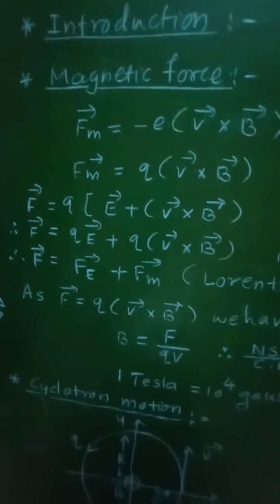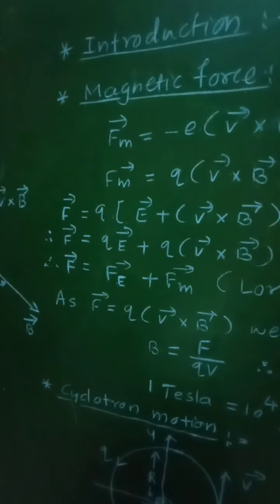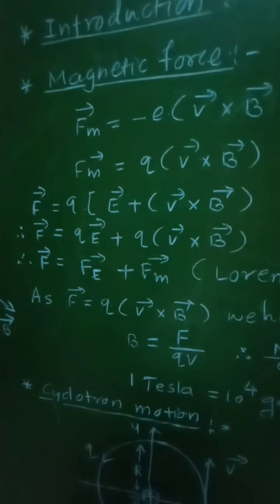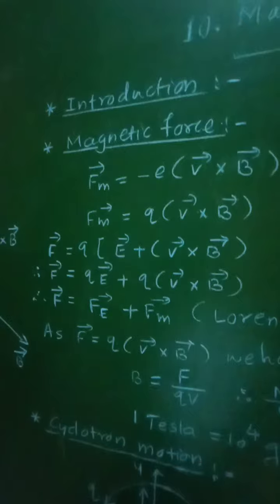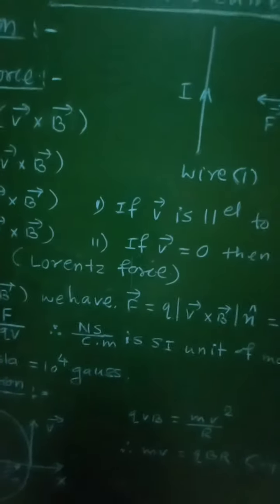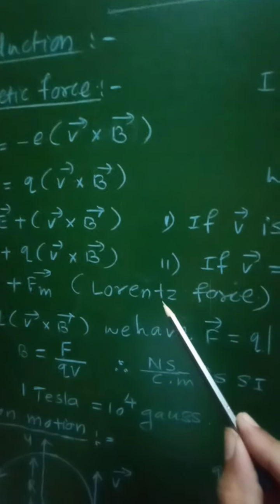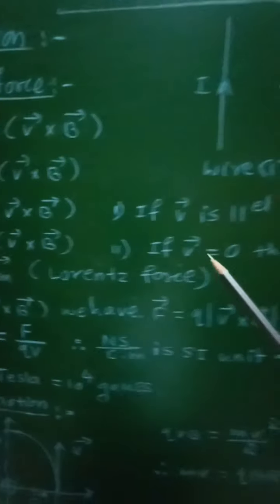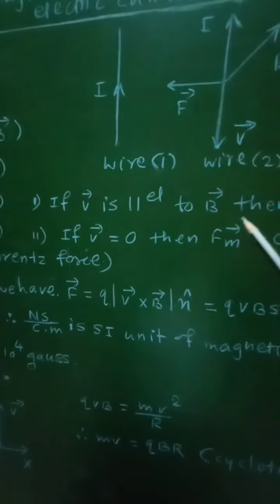Now, if you consider this net force or the total force, that is Fe plus Fm, this net force acting on that charge is called the Lorentz force. So, Fe plus Fm will give rise to the Lorentz force. Now, from this equation, let us consider two different cases.